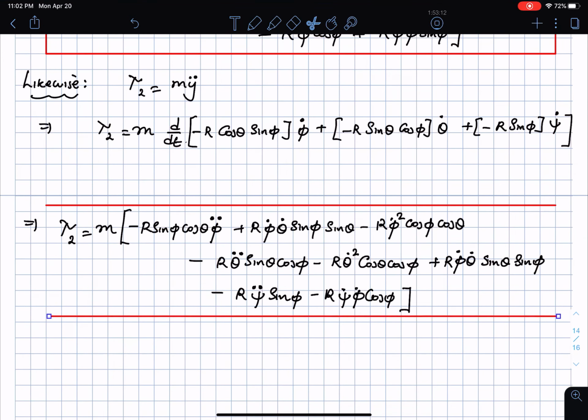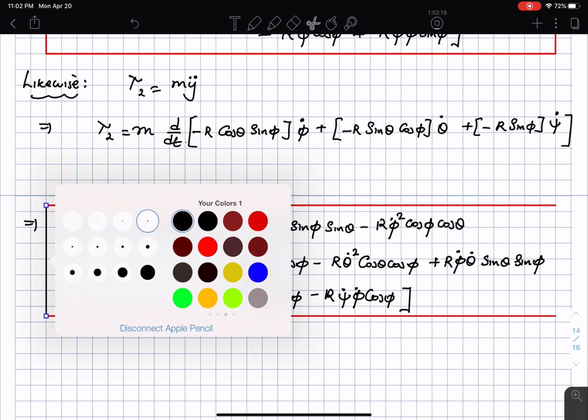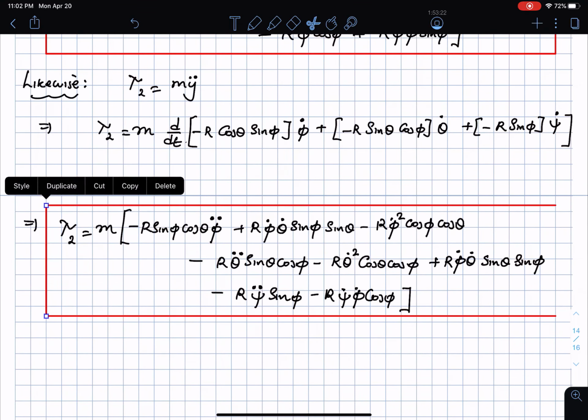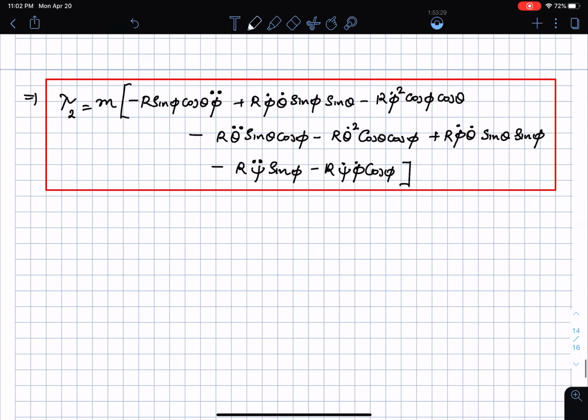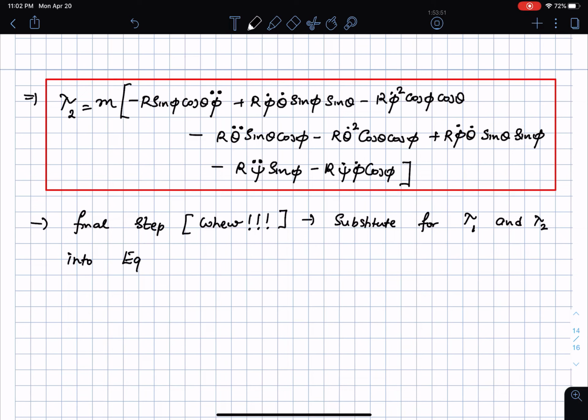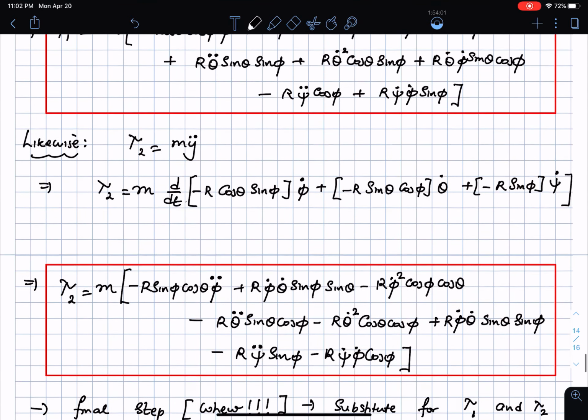And the very last step, I guess. These are the two things that I have. So these are the two multipliers, and then my final step is the following. The final step is to substitute for lambda 1 and lambda 2 into equations 3, 4, and 5. Where 3, 4, and 5 are the following.